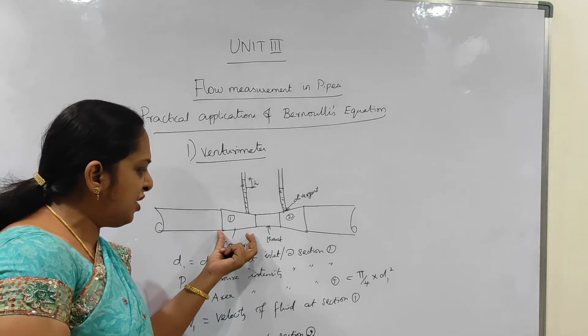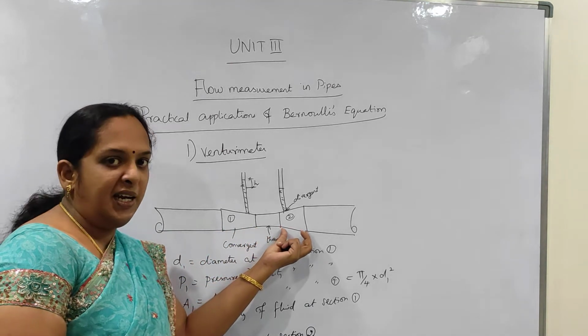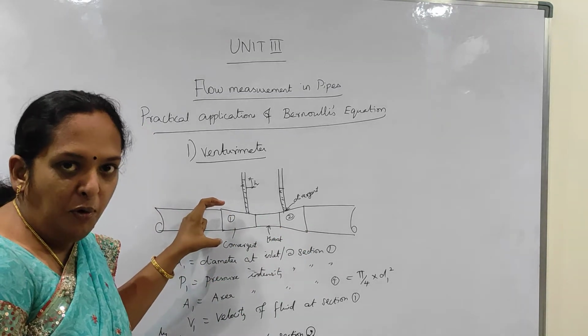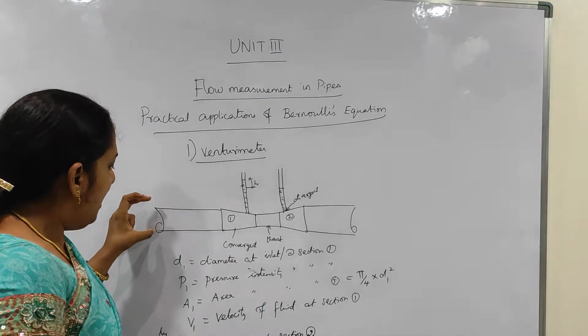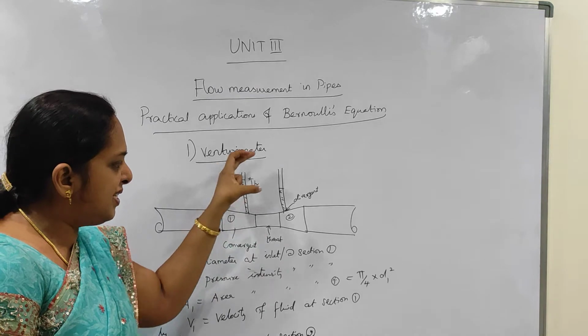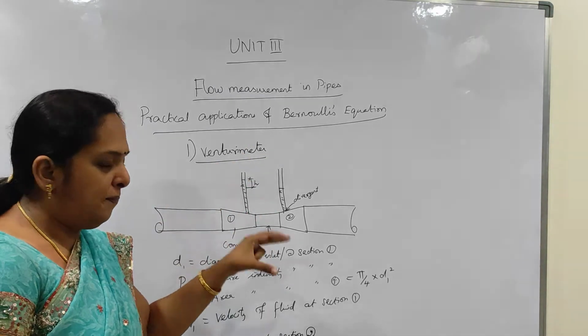One is your convergent section, the other one is a throat, and the divergent section. Now we are going to measure the rate of flow, or we can say the discharge, in a pipe. This is with the help of your venturi meter. The venturi meter is eventually attached to your manometers.